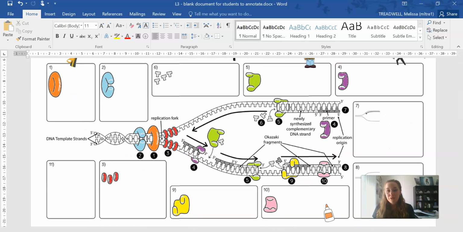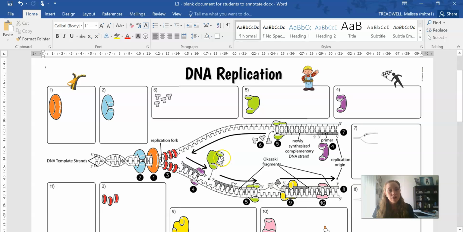Okay, so as I go through this worksheet today, you're going to do the same thing and copy it down, whether you want to handwrite, whether you print it out, or you're just going to create textbook boxes and do the same thing. All right, so we're going to start at number 1 here, which is this orange enzyme, and that is DNA helicase. And we're representing this here by a zipper because what's its job? Its job is to unzip those 2 parental strands so that we can create the complementary strands as well.